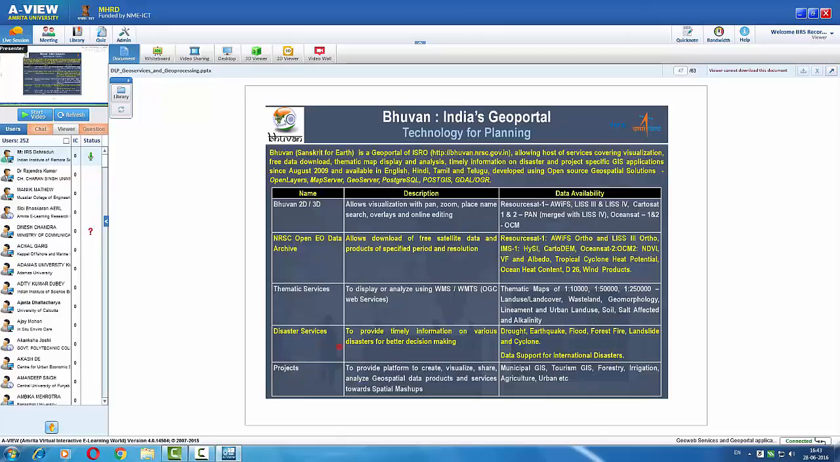Then disaster services is one of the very important tools and services provided by Bhuvan for better decision making at local level when a disaster happens. Then we have many projects which are provided for visualization as well as sharing geospatial data for many applications of importance.